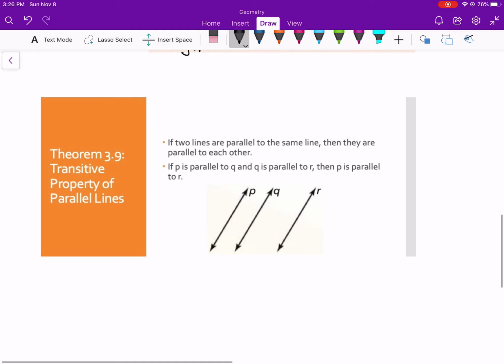And then the last thing, the transitive property of parallel lines. So if two lines are parallel to the same line, then they're parallel to each other. So if P is parallel to Q and Q is parallel to R, then P has to be parallel to R.